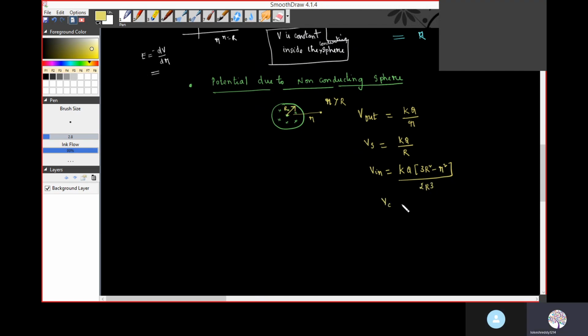Now V at the center, at the center meaning small r is equal to 0, I will write KQ into 3R square by 2R cube. So it will give 3 by 2 KQ by R, which is nothing but 3 by 2 times the potential on the surface. V at the center is 3 by 2 times Vs, or else we can write 1.5 times the potential on the surface.